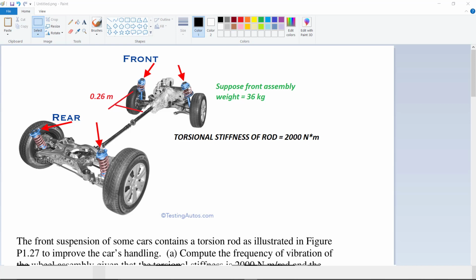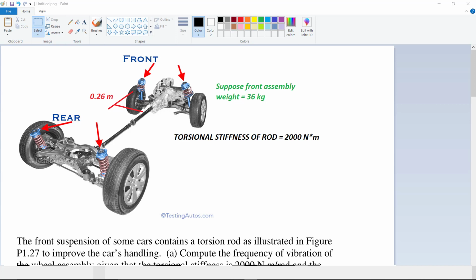Hello guys, today we will discuss a very practical problem in the vibration field. The front suspension of some cars contains a torsional rod, like shown here. To improve the car handling, we will change the mass of this front wheel. So how do we calculate the natural frequency of this front wheel as well as this system?